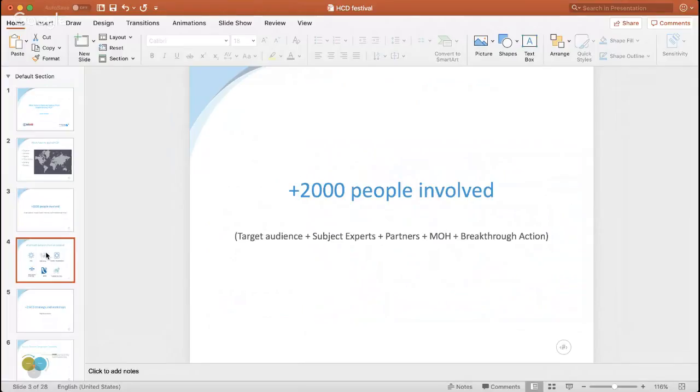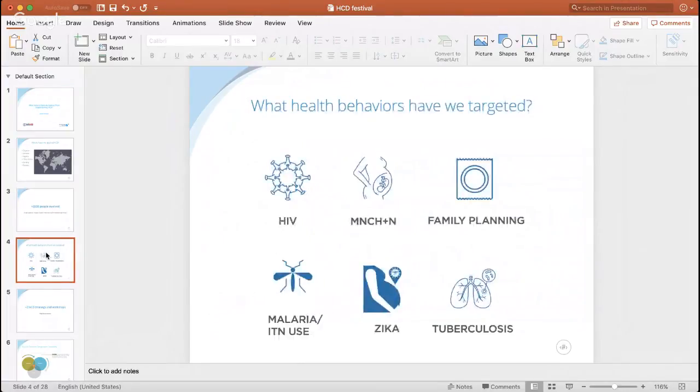Some of our key priority behaviors and some of the things that we have targeted with human-centered design have been things related with HIV. For example, in Cote d'Ivoire, the introduction of the HIV self-test. In Zambia, we have been working with increasing the number of HIV tests that especially men are taking, MNCH and nutrition, family planning, malaria and ITN use, Zika, and tuberculosis.